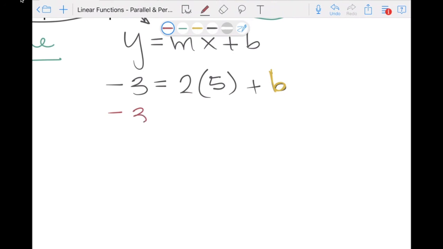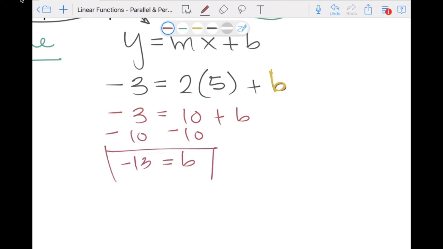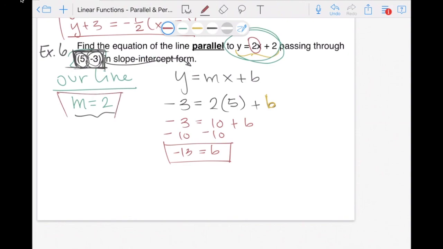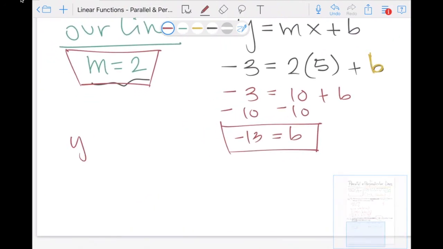Negative 3 is equal to 2 times 5, which is 10, plus b. Then all we need to do is isolate our b value, so we find that b is negative 13. At this point, we have everything we need to write the equation of the line in slope-intercept form. So we're going to put x and y back in as variables. We'll replace m with 2 and b with negative 13, and we have our equation.